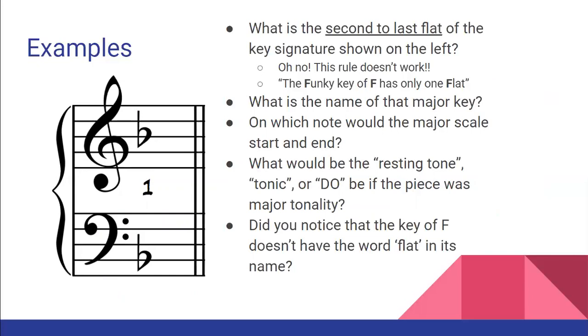Uh-oh. This doesn't have enough flats to have a second to last flat. If there's only one kid in line at an ice cream stand, who's second to last in line? That's impossible. We don't know. So we have a different rule. If there's only one flat, the rule is the funky key of F has only one flat. It's a little bit of an alliteration to help you remember that the key with one flat will be F.